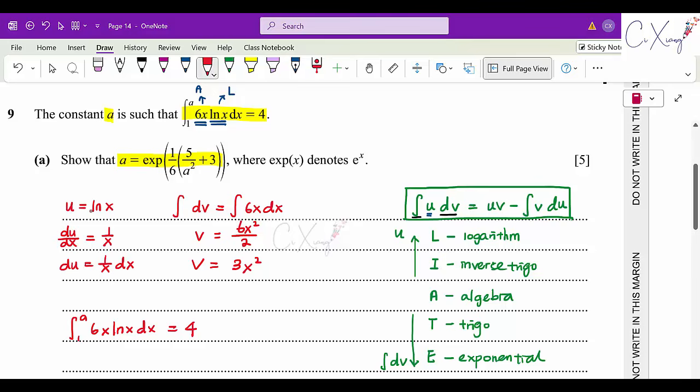U is ln x. Then v is 3x squared, and I prefer to put the 3x squared in front. So 3x squared multiplied with ln x. Then you have to substitute in the limits a and 1. Then after that, minus. So you copy the minus, integrate, you put the integration sign. Then copy the limits back, 1 to a. v du, what is your v? V is 3x squared. What is your du? Du is 1 over x dx. And this part will be equal to 4.